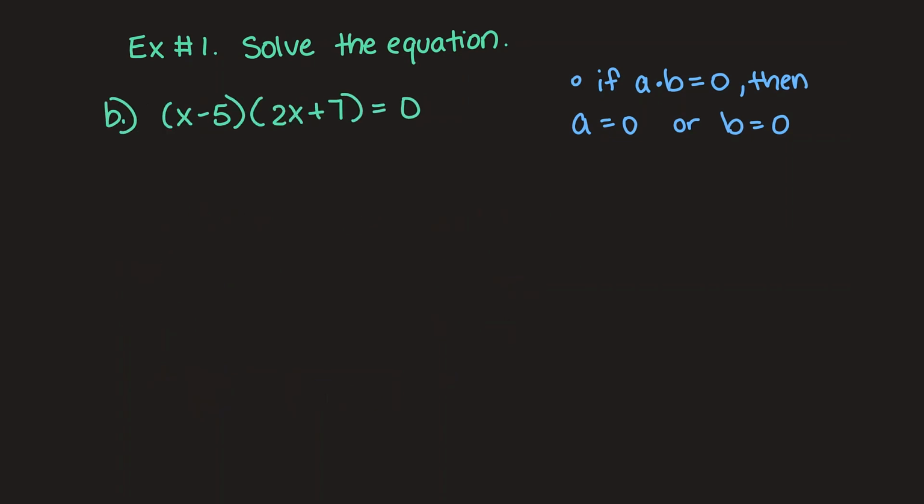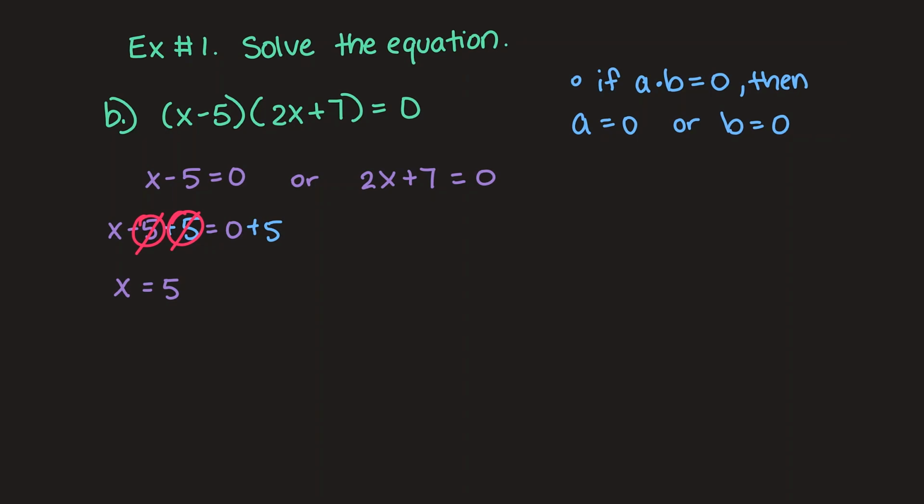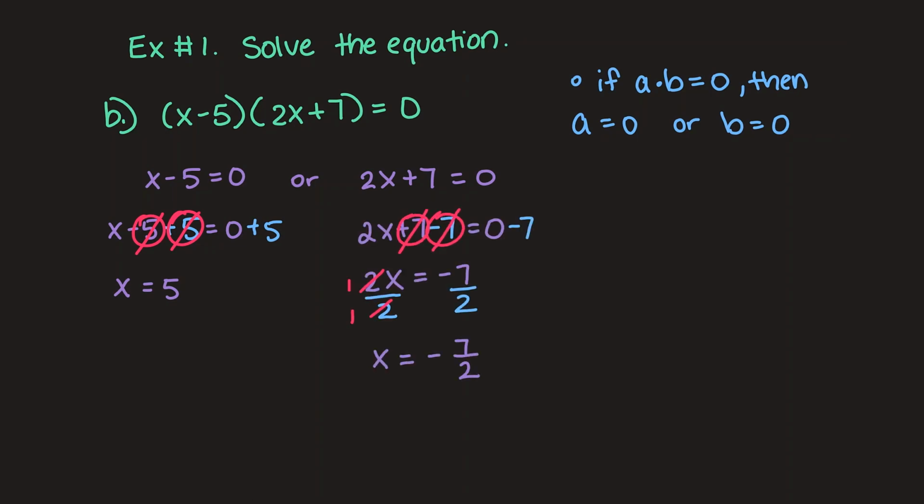For the next example, again, in order for this equation to be true, either this factor must be 0 or this factor must be 0. So by the zero factor property, we can set each factor equal to 0 and solve for x. x equals 5 for the first equation, and x equals -7/2 for the second equation. Therefore, 5 and -7/2 are both solutions of the quadratic equation.